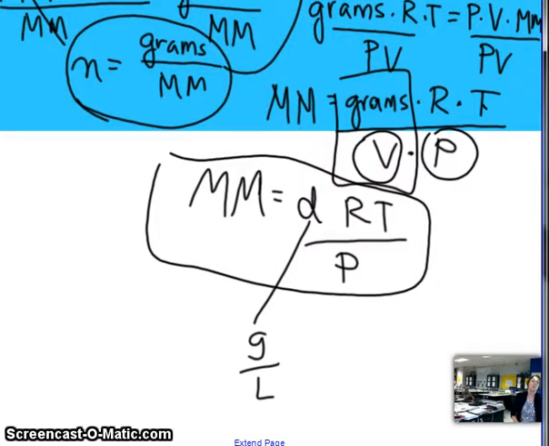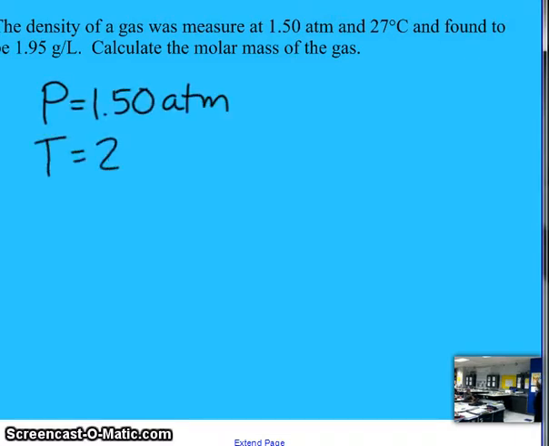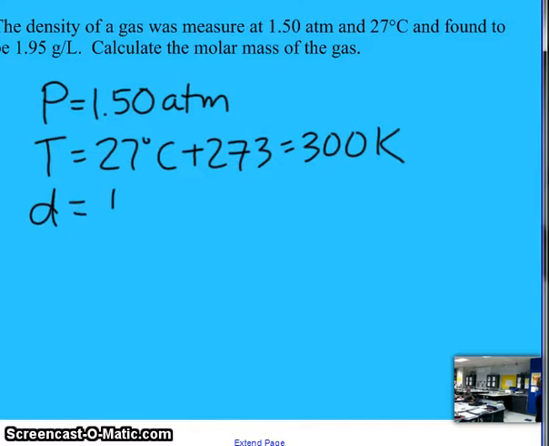So I'll walk you through. This equation relates the density of a gas to its molar mass. If you know the density, you can get the molar mass of a gas. I'll walk you through a practice problem with that next. So the density of a gas was measured at 1.5 atmospheres and 27 degrees Celsius, which is 300 Kelvin, and found to be 1.95 grams per liter. Calculate the molar mass of the gas.